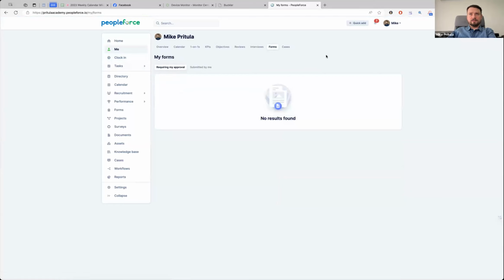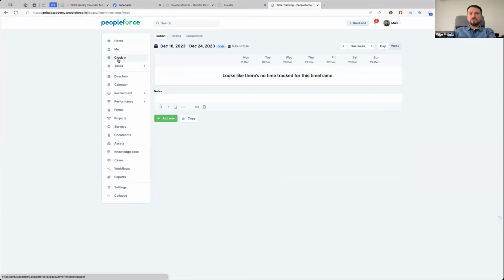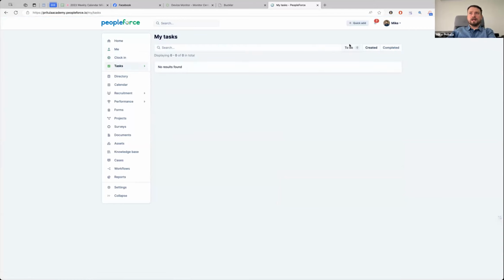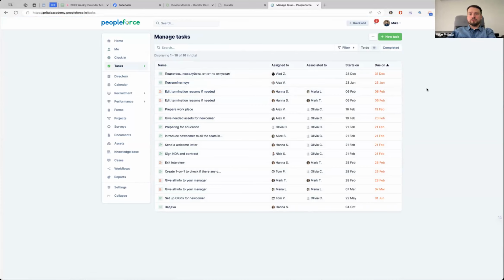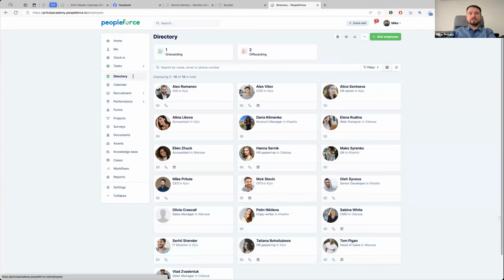So we can create different forms and cases. Then I have a feature, if I'm using the time management feature, I can clock in, right? Then tasks. Tasks is something that I can create for others. So I can create a task so other people should do something and then report. Or I can receive a task to perform. Then we have the directory. Directory is a list of employees, right? So you can see all of our employees. There are different views by teams.